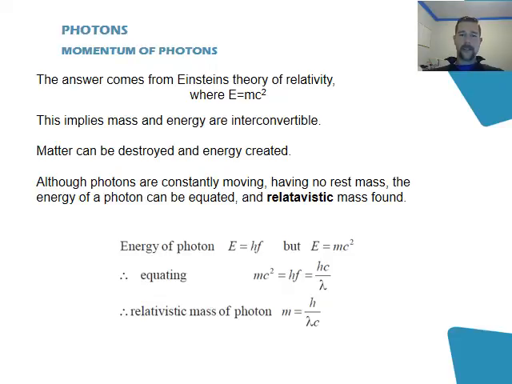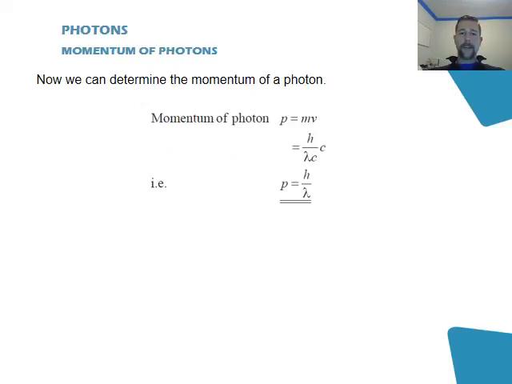So we know our energy is found by h times f, but also our energy is equal to mc squared. So we can equate these, rearrange, and we find that the relativistic mass of a photon is given in this equation here, being h over lambda c. Now that we know the relativistic mass of a photon, we can work out the momentum of the photon. So this is given by this equation here, p equals h on lambda, which is actually de Broglie's equation.